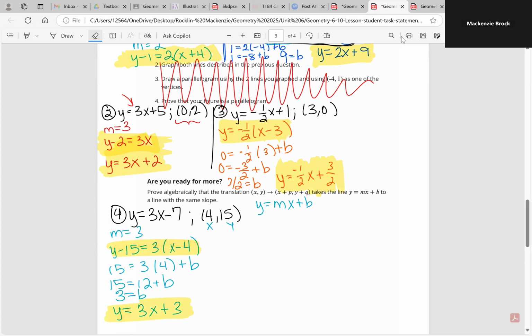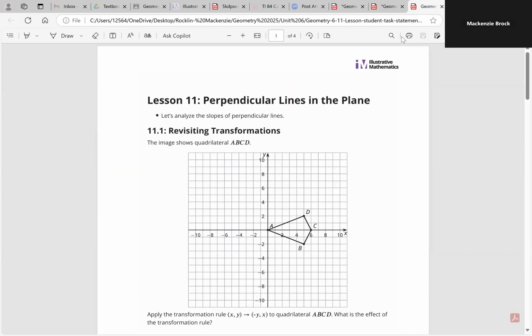Okay, so this is parallel lines. And then I'm kind of going to do the same thing with perpendicular lines. I'm not actually going to follow the notes. I'm going to kind of just do my own thing and use the notes as like my paper, if that makes sense.